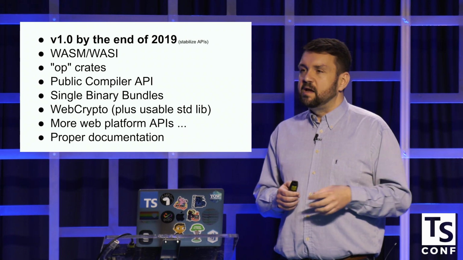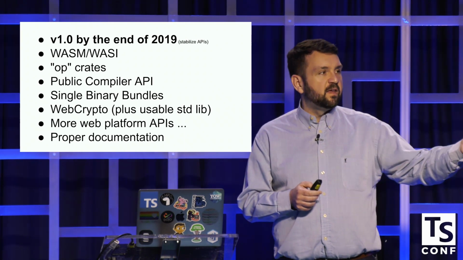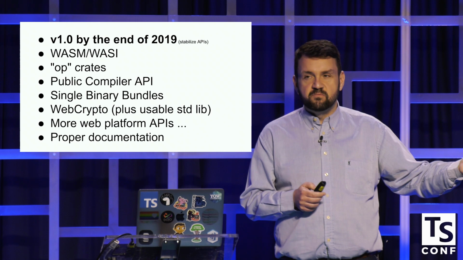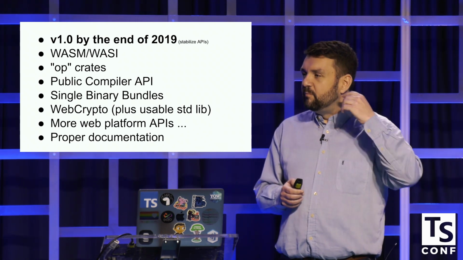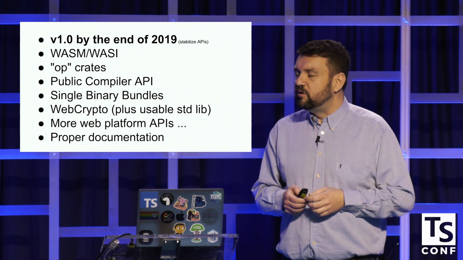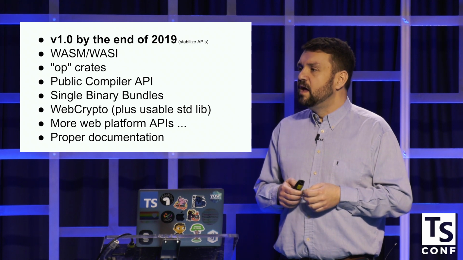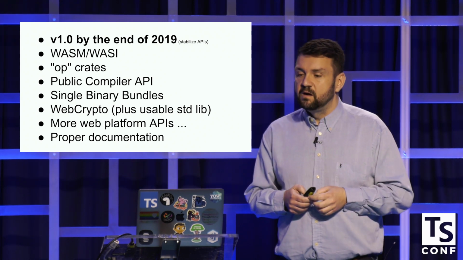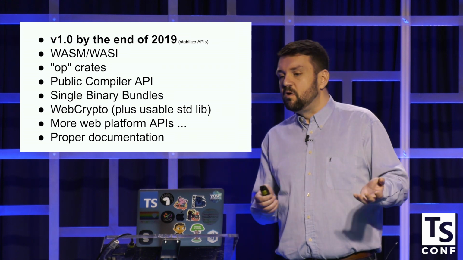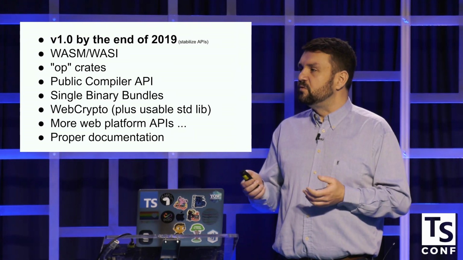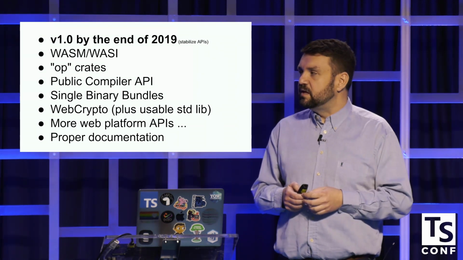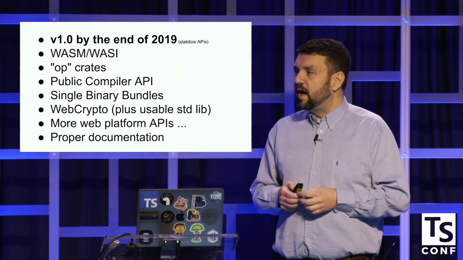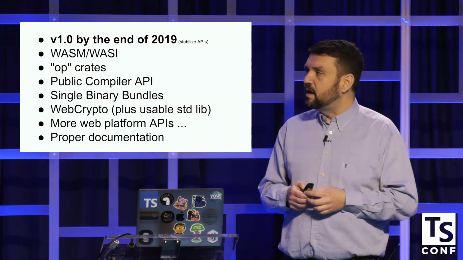Having a public compiler API, so if you do want to go and use CoffeeScript or Flow, you'd actually be able to load your own compiler in there and leverage the same APIs that we use with the internal TypeScript compiler. Web crypto plus a usable standard library. Web crypto by itself is pretty ugly, and already has a lot of legacy stuff in it.